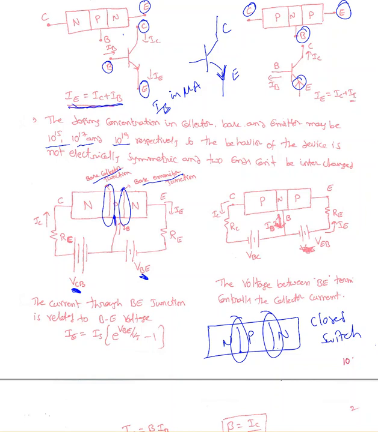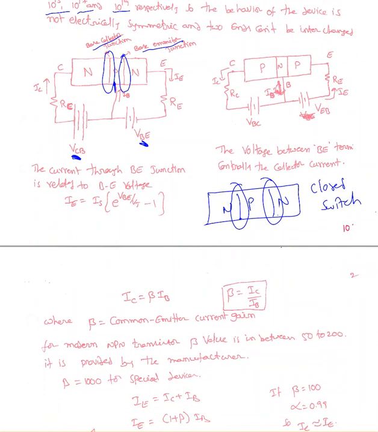It amplifies the signal. In most cases the transistor is used to amplify, but in our power electronics we're going to use it as a switch. So we're going to use it with either both junctions forward biased or both junctions reverse biased. Now to get the values, IC is the collector current, IB is the base current.